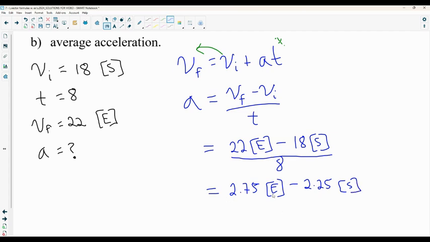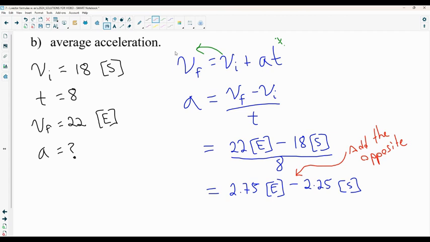Okay, so I've got an eastern vector and a southern vector, and I'm subtracting them. I remember something about this. When I want to add vectors together, the negative of a vector means I change its direction. So that's what I'm going to do here. I'm going to say that I need to add the opposite.